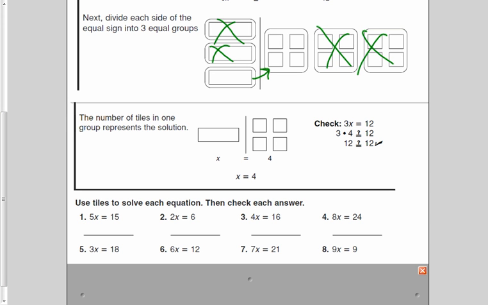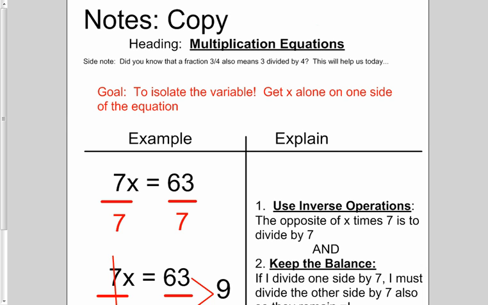All right, we're going to move on and go ahead and do our notes. So if you will get your notes ready to go, please copy your heading, which is multiplication equations. And just a little side note, you don't need to write this, but did you know that the fraction 3/4 also means 3 divided by 4? That fraction bar is also a division sign, and this is going to help us out today. Okay, remember too, our goal is to isolate the variable. We need to get x alone on one side of the equation.